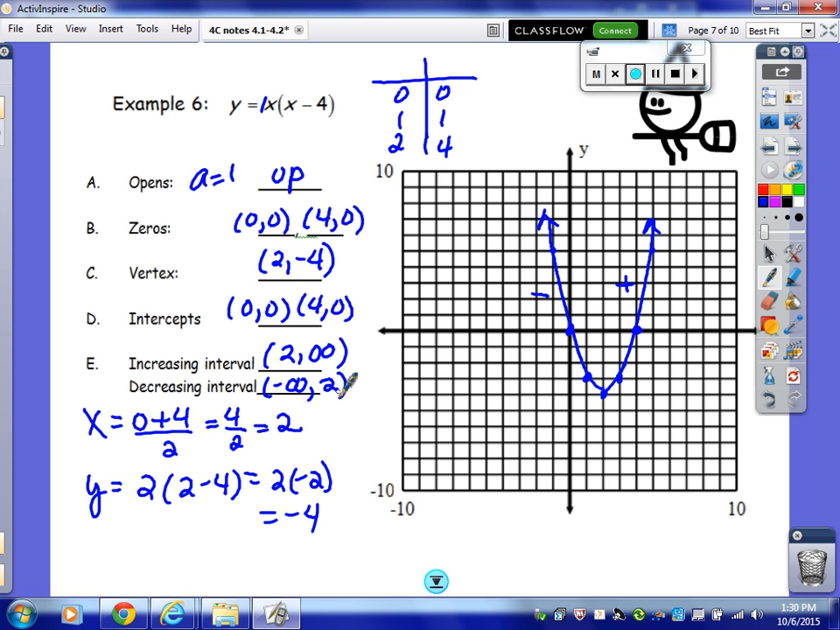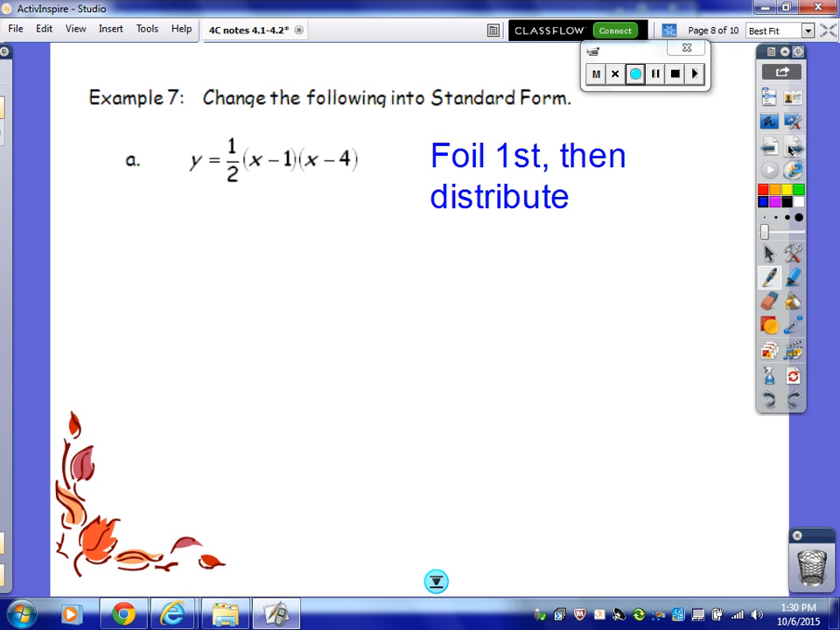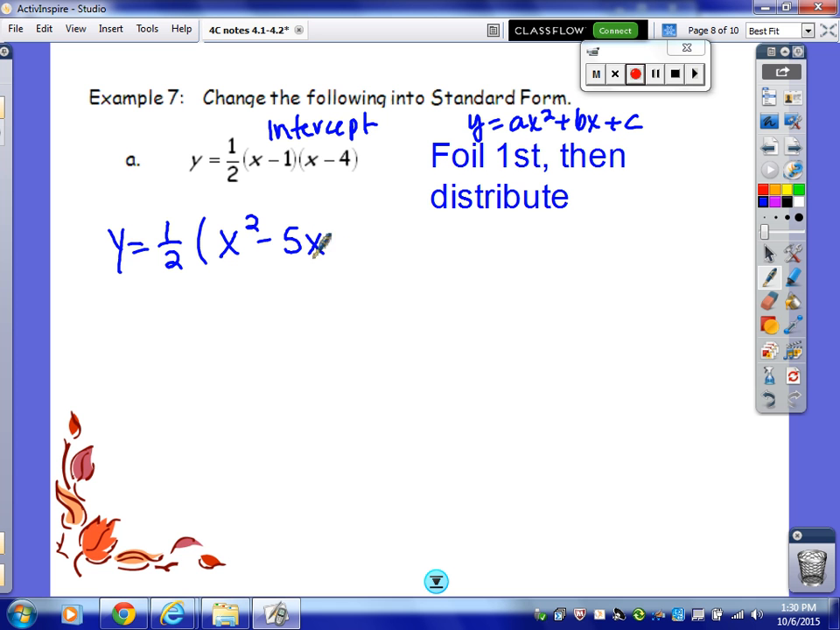All right, one more quick topic. It says change into standard form. So that means I want to change this. This is currently in intercept form. You want to make it look like this in standard form. So what you're going to do is you're going to FOIL first. We're going to leave that 1/2 alone for a bit, and we're going to FOIL and get x squared minus 5x plus 4.